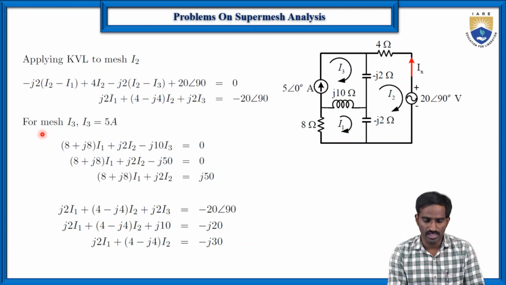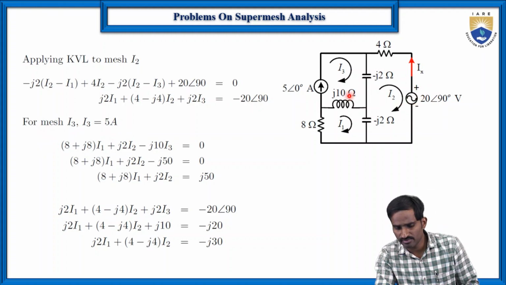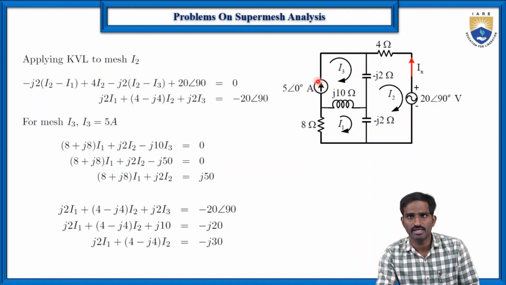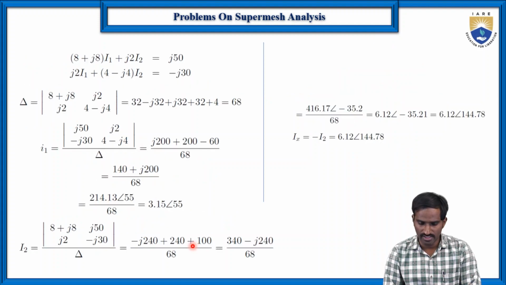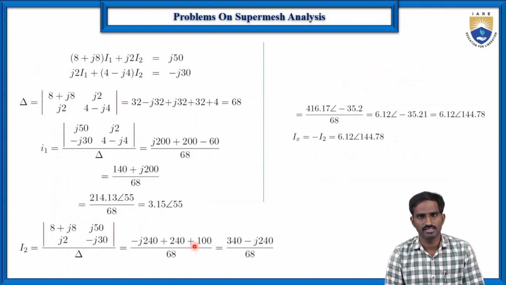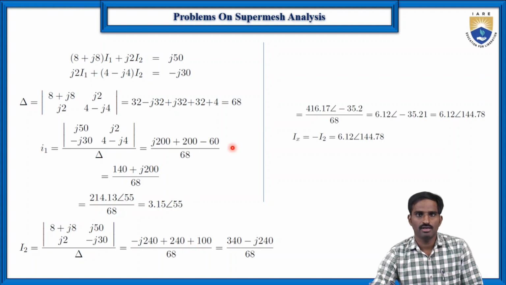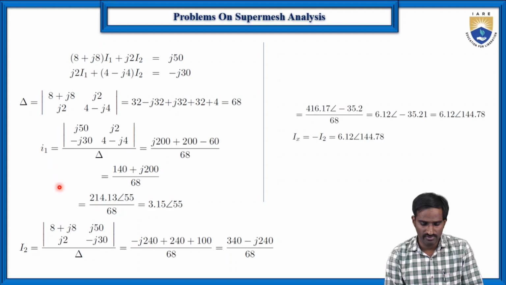Then in the same way apply mesh I3. Where is mesh I3? Mesh I3 already has a current source. So that's why I3 is equal to 5 at an angle of 0 degrees. Then by solving these three equations, of course here also you can apply Cramer's rule, and by applying Cramer's rule you will get the values of I1, I2 and I3.